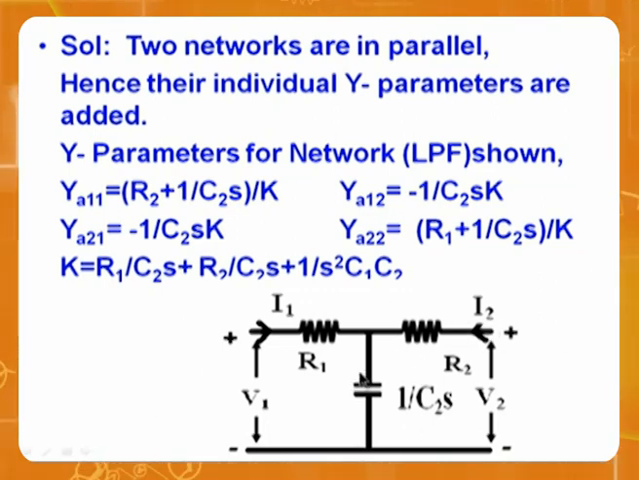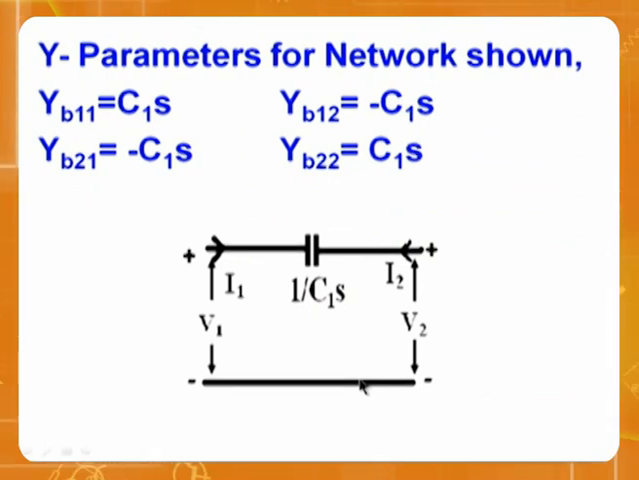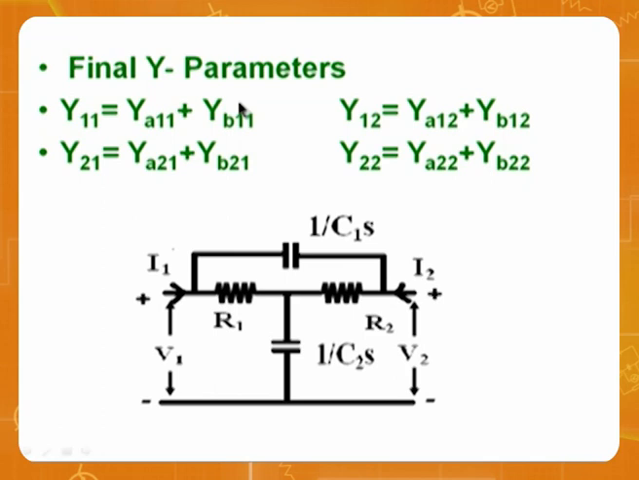Why should I find Y parameters? Because for parallel, Y parameters are added. In parallel, current is added, so I1, I2, which means nothing but Y parameters. So take the Y parameters of this one and of this one. After adding these two, you will get the overall. That is the purpose of connecting two ports. When we connect two-port networks in parallel, the overall will come.